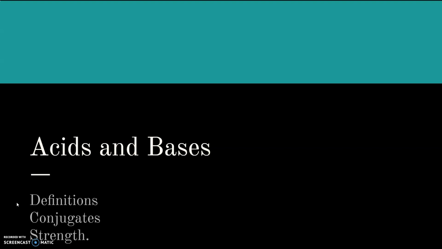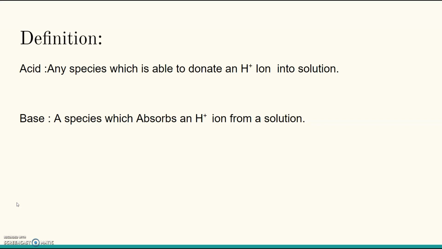The Bronsted-Lowry definition states that an acid is any species, in this case a chemical, which is able to donate a hydrogen ion into solution. This is just hydrogen that has lost its electron, and it is able to release it into the solution. The hydrogen ion goes off its way. The other part of the acid does its own thing, and they're separated forever and they don't get back together. That's what an acid is.